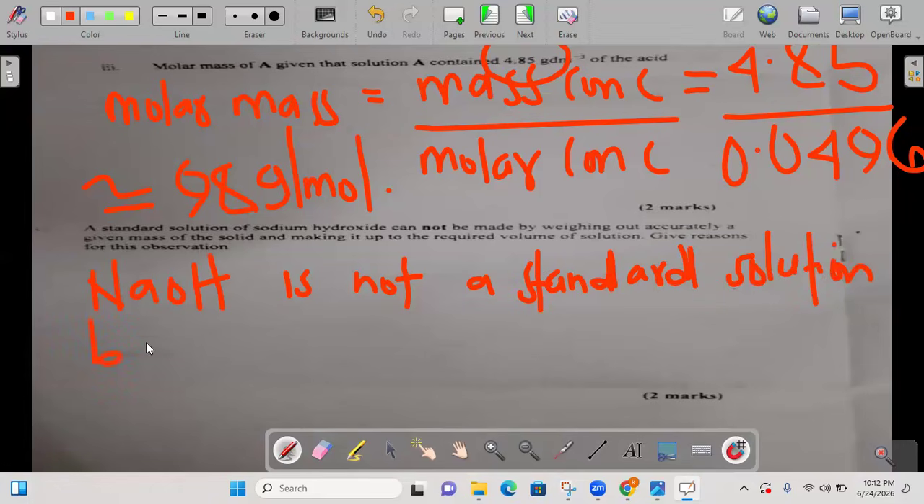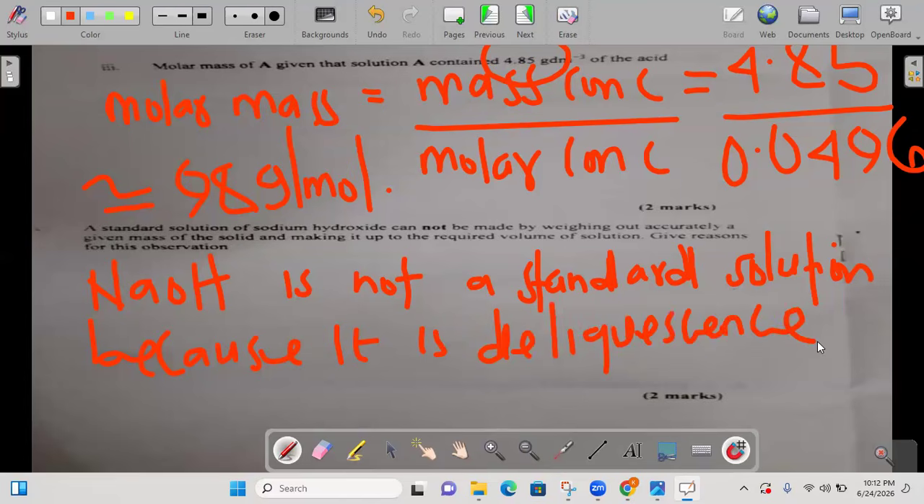Why? Because it is deliquescent. So that is why you cannot use it. You cannot measure it accurately. Understood? Yes, sir. So that is question 1C.